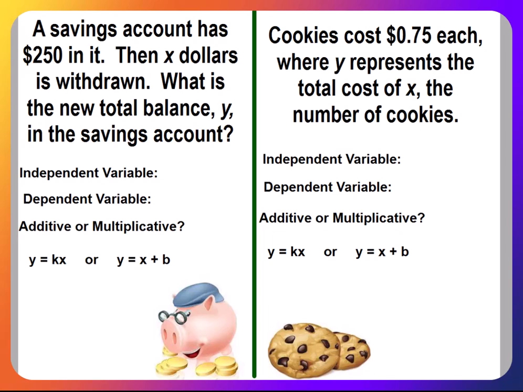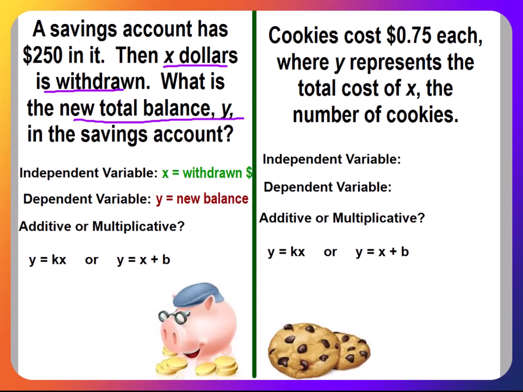Okay, the first situation says that a savings account has $250 in it. Then X dollars is withdrawn. What is the new total balance Y in the savings account? So with any situation, you want to go ahead and identify your independent and your dependent variables. This problem actually makes it easy for us because it tells us that the X is the dollars that is withdrawn and that Y is the new total balance. So we want to identify X is the money withdrawn, Y is the new balance.